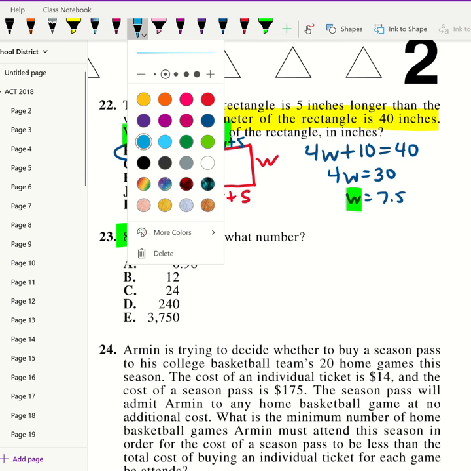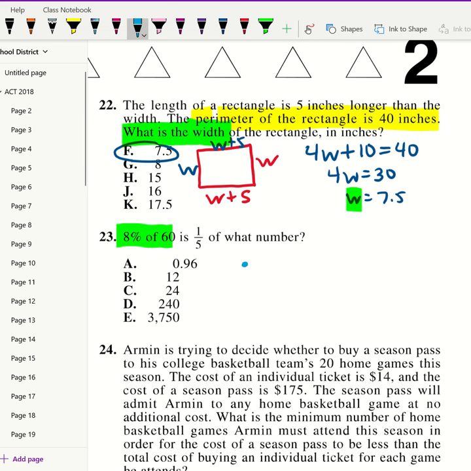When you're trying to find the percent of something, what you can do is take that percentage and convert it to a decimal. You can do that by moving the decimal place twice to the left, or you can divide by 100 and multiply that by the 60. When I do that, I get 4.8.